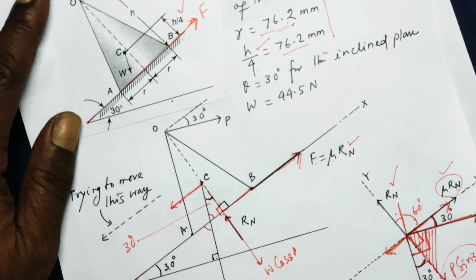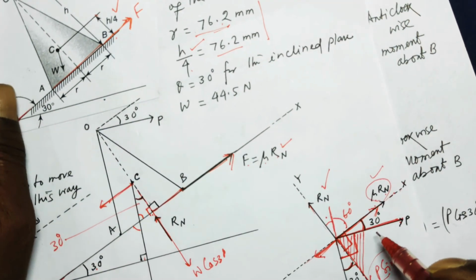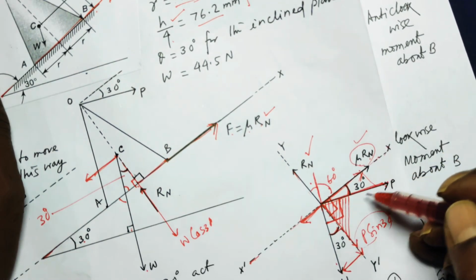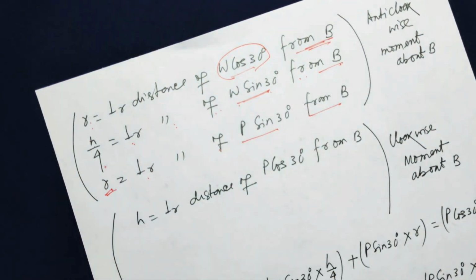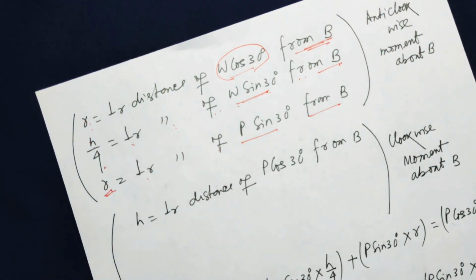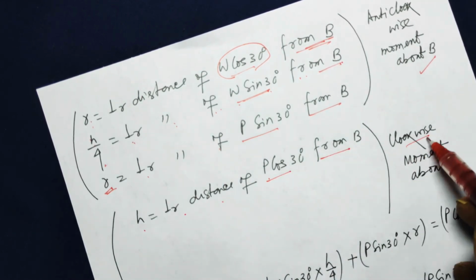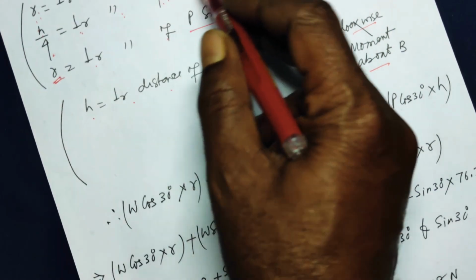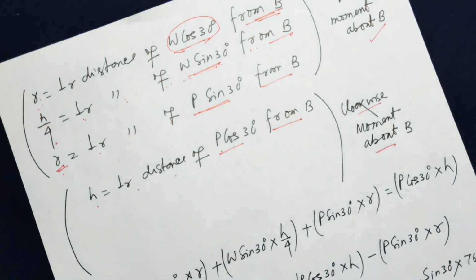Now if you look at P sin 30, this is your P. P sin 30 from the point B is at a perpendicular distance R. So all these things will produce an anti-clockwise moment about point B. And H is the perpendicular distance of P cos 30 from B, so this will produce a clockwise moment. So let us make them equal. R times this plus H by 4 times this plus R times P sin 30 will be equal to H times P cos 30.